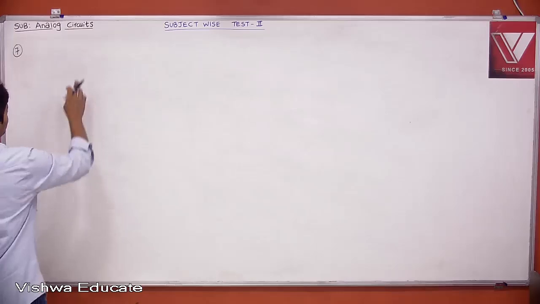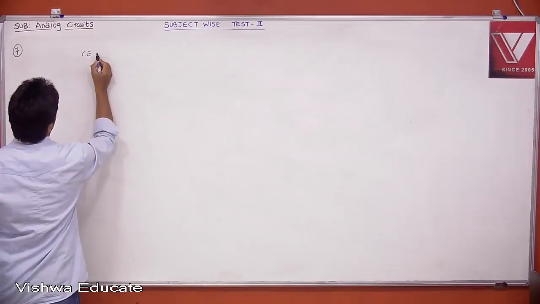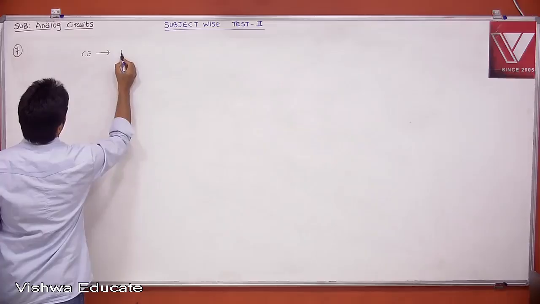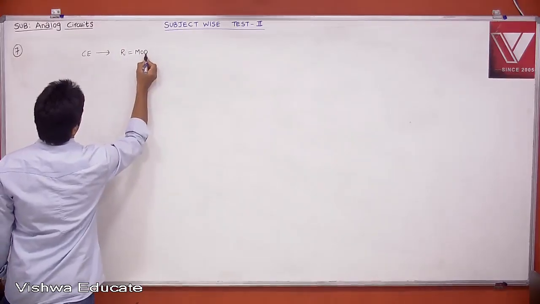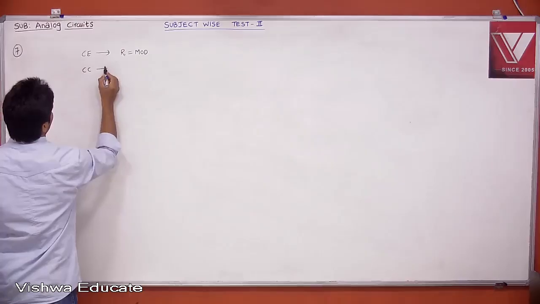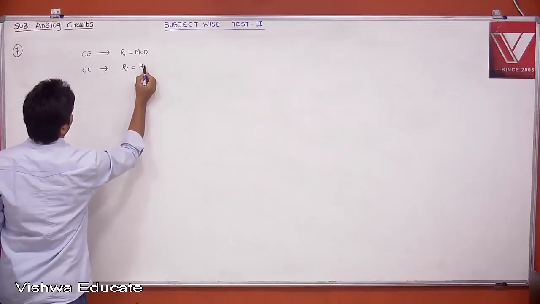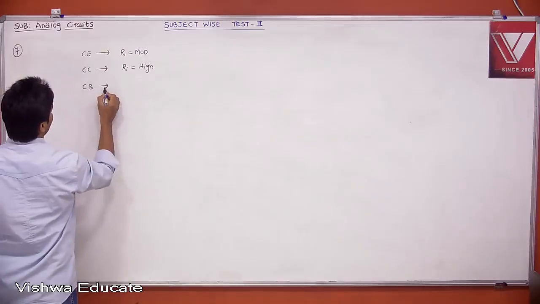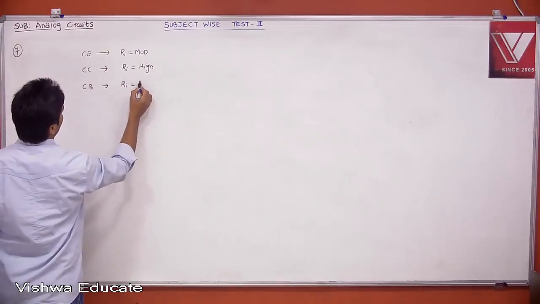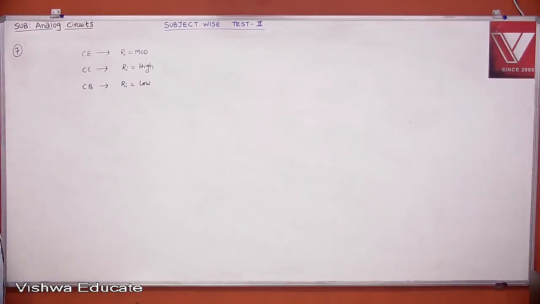I think directly we can say, if you take common emitter, what is your RI? For common emitter, your RI is moderate. That is what we have seen. If you take common collector, what is your input impedance? Because this is voltage amplifier, it is high. And if you take common base, it is a current amplifier. What is your input impedance? Low. Right? Now using this you can get it.